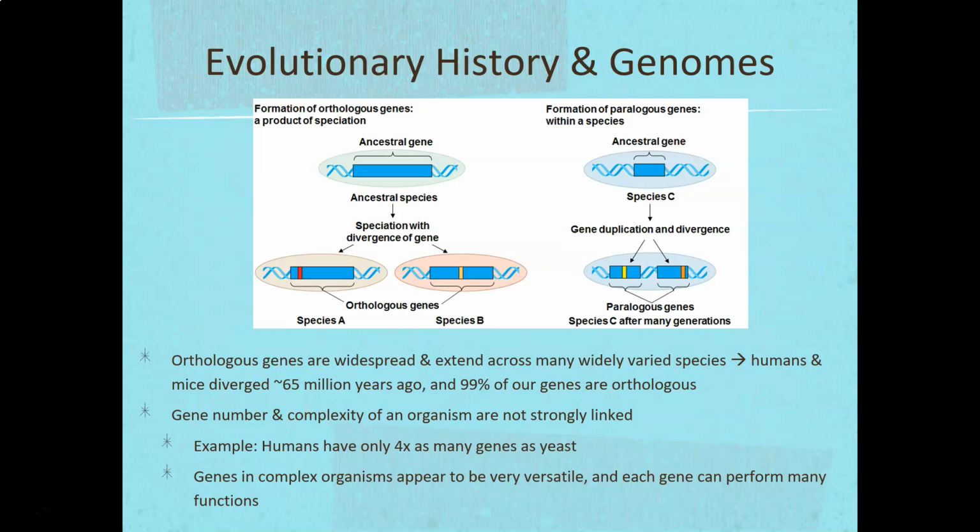Gene number and complexity of an organism isn't necessarily tightly linked, so just be careful with that. A lot of students in particular assume that the higher level organisms must have a more complex genome, and the way that we express that information might be true, but the actual number of genes that we have, not necessarily. So, for example, humans only have 4 times as many genes as a yeast, and yet we would assume because we are much more complex of an organism than yeast is, which is just a little ball of fungus, that we must have huge numbers of genes comparatively speaking, and that's not necessarily true.